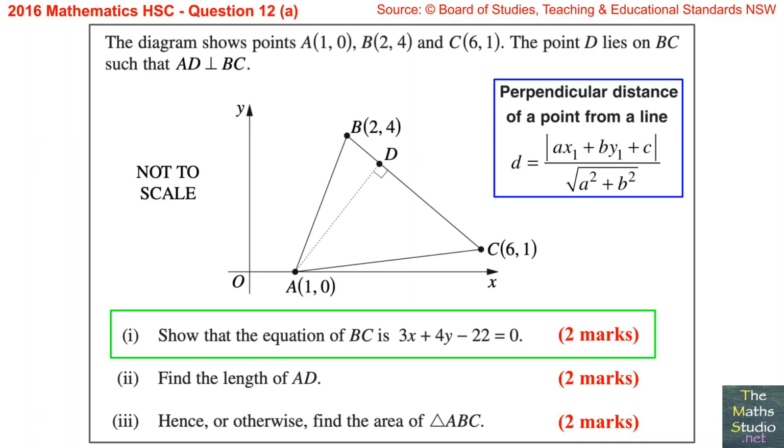Question 12, Part A. The diagram shows points A (1, 0), B (2, 4), and C (6, 1). The point D lies on BC such that AD is perpendicular to BC. Part 1. Show that the equation of BC is 3x + 4y - 22 = 0.